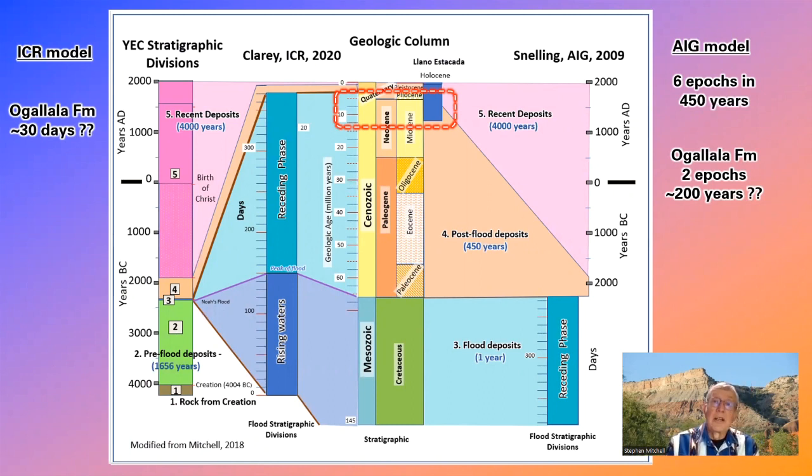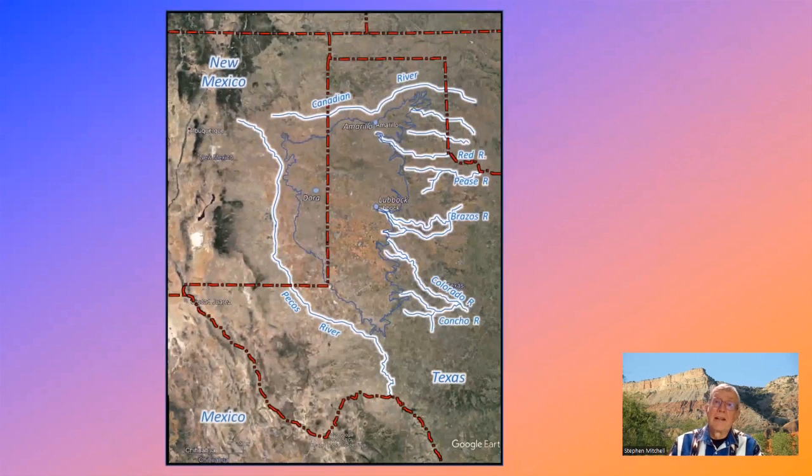It would be during the late Miocene and Pliocene. And young Earth creationists would also recognize these ages. Stages differ in terms of how long they believe they lasted. They also differ among themselves in terms of whether the Ogallala Formation was deposited during the flood or after the flood.